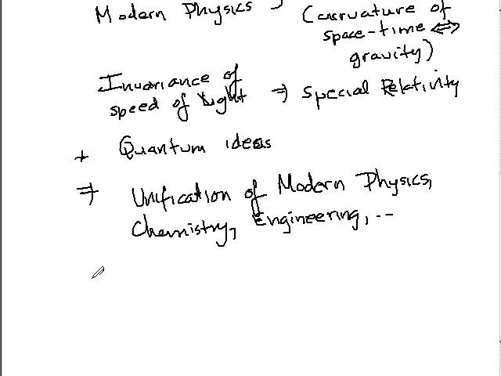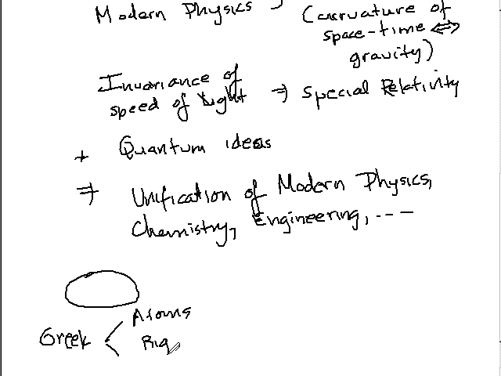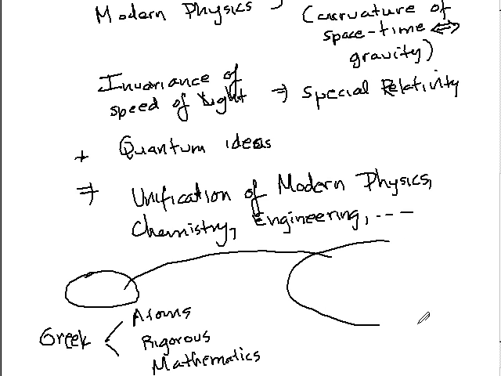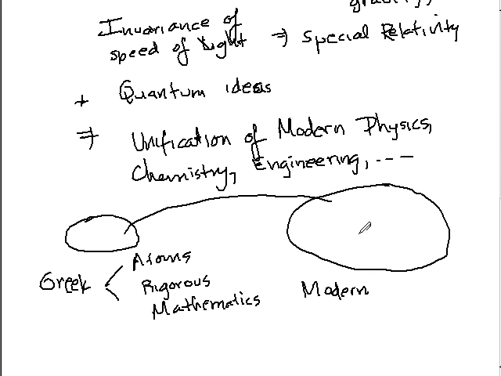So in a very real sense, the Greek conception of the universe, and I don't mean that they thought the world was round or something, but you had the very primitive ideas of atoms and rigorous mathematics. And even the idea of experimentation and verifying ideas evolved over time into this modern conception of thought, which explains everything from black holes to quarks to all these kinds of stuff.